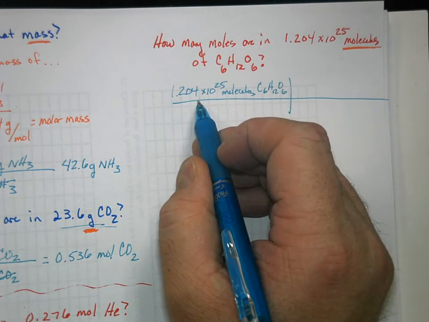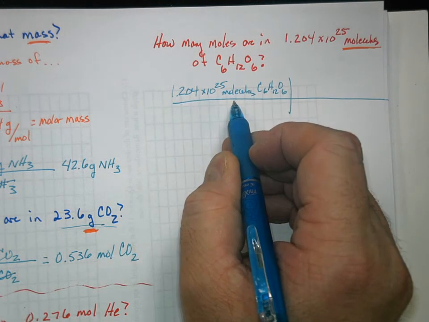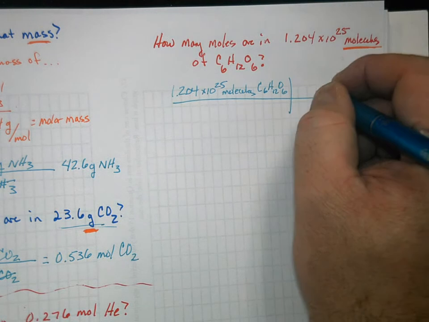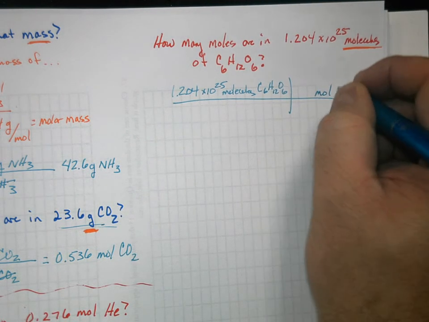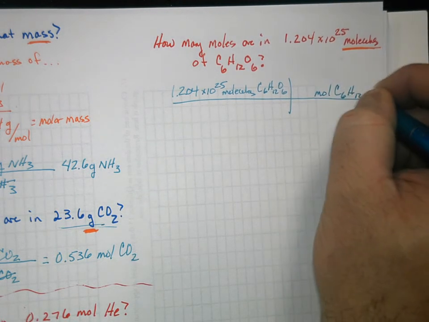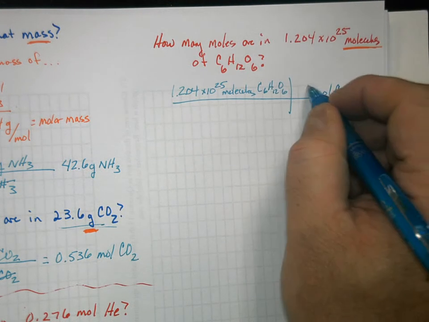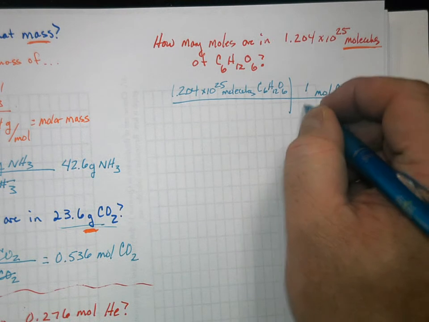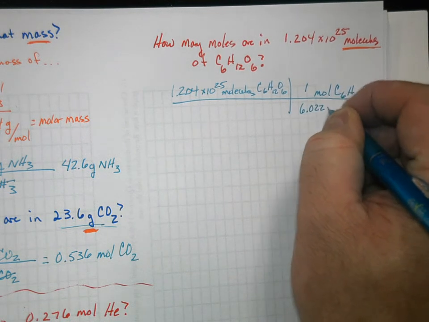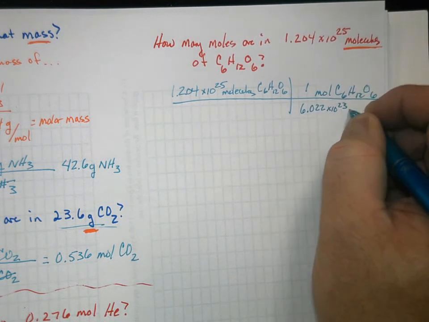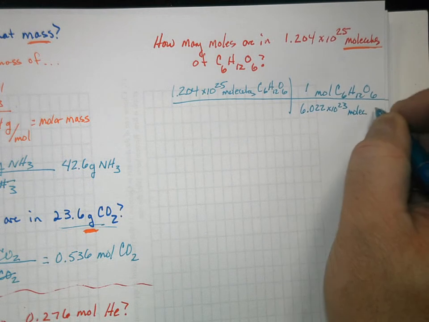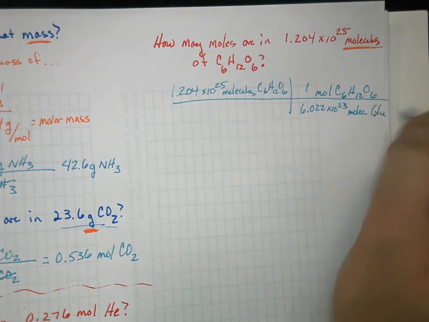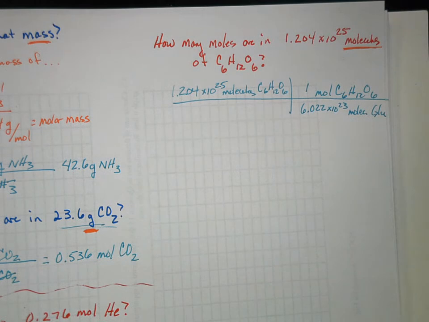So we have this many molecules, but we need to figure out how many moles we have. So we want units of moles. And 1 mole of this stuff equals how many molecules? 6.022 times 10 to the 23rd molecules of glucose. Because that's what C6H12O6 is. Okay. Back to the calculator.